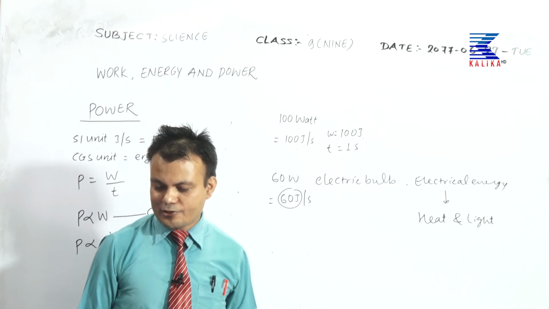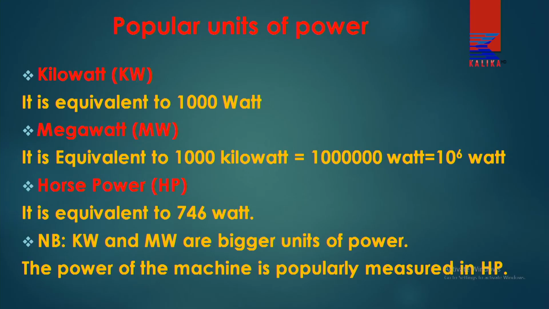Okay, have a look at the screen. The next one: some of the popular units of power. Kilowatt. What do you mean by kilowatt? 1000 watt is equivalent to 1 kilowatt. This is a bigger unit of power. Megawatt, again a bigger one. 1000 kilowatt is equal to 1 megawatt. It means 1000 into 1000, that is equal to 10 to the power 6 watt.